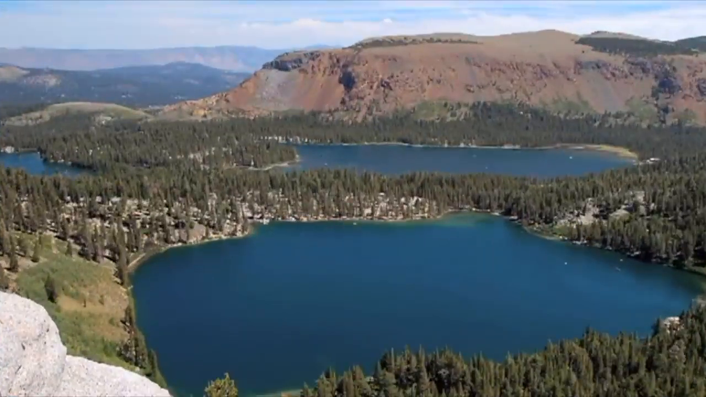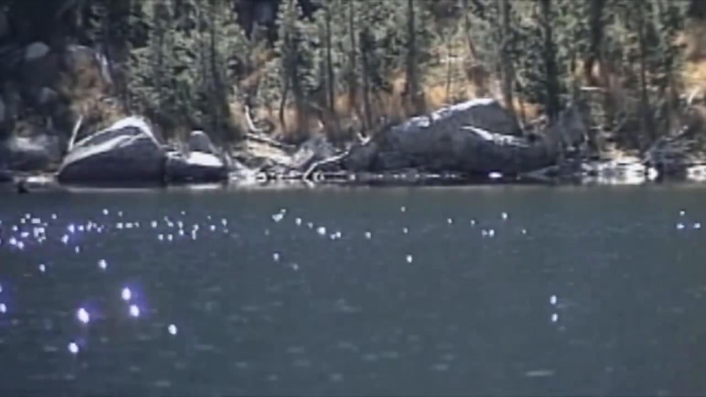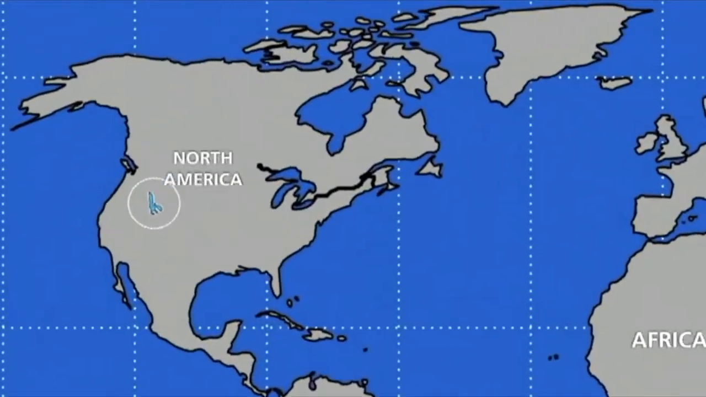This large body of water is called a lake. A lake is a body of water surrounded by land. Most lakes are freshwater, but there are a few that are saltwater lakes, like the Great Salt Lake in North America.